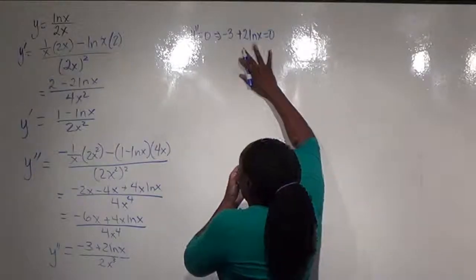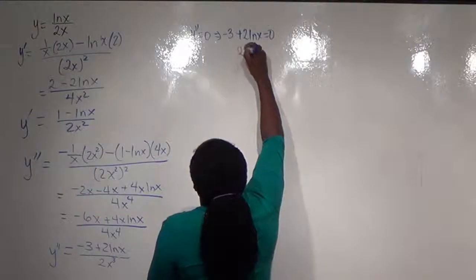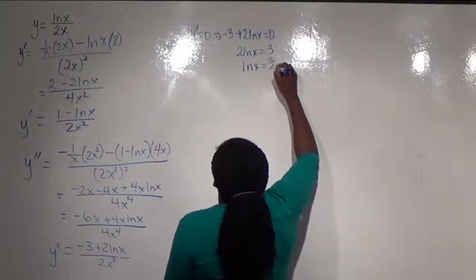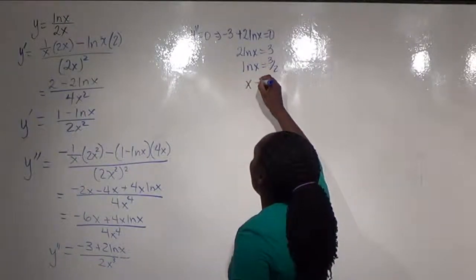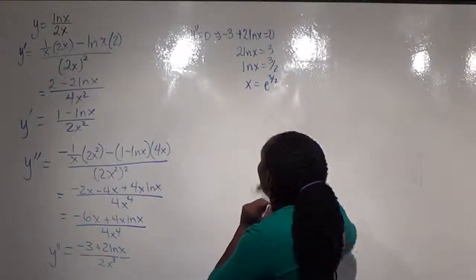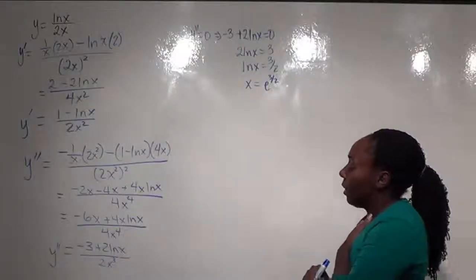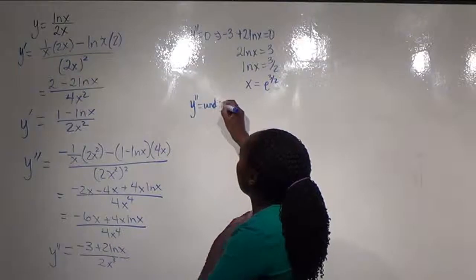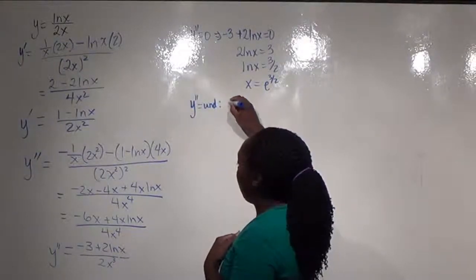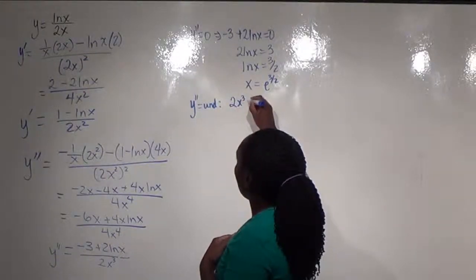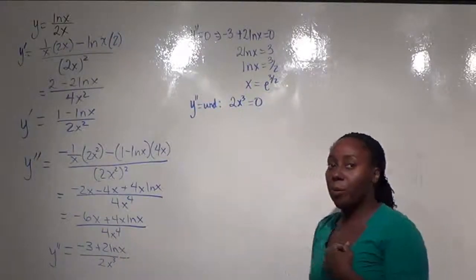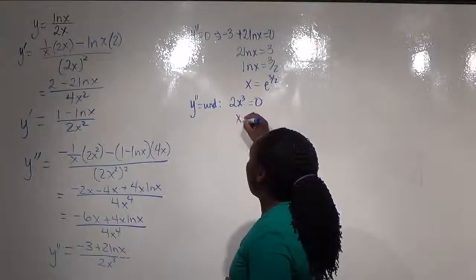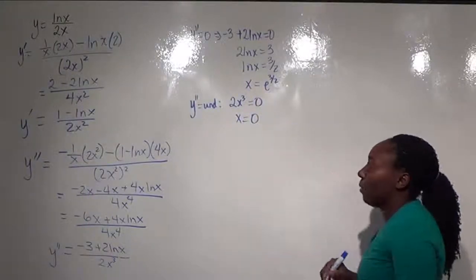Okay. So here we can see 2 ln of x is going to equal 3, or ln of x equals 3 halves, or x will equal e to the 3 halves. This will be undefined when the bottom of our function is 0. Okay, so again, nice thing about rationals there. So here this is just going to be at x equals 0.